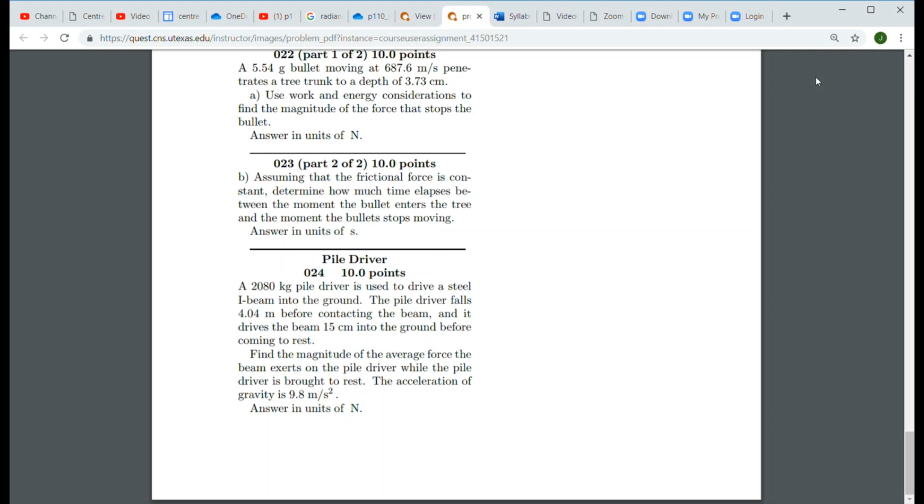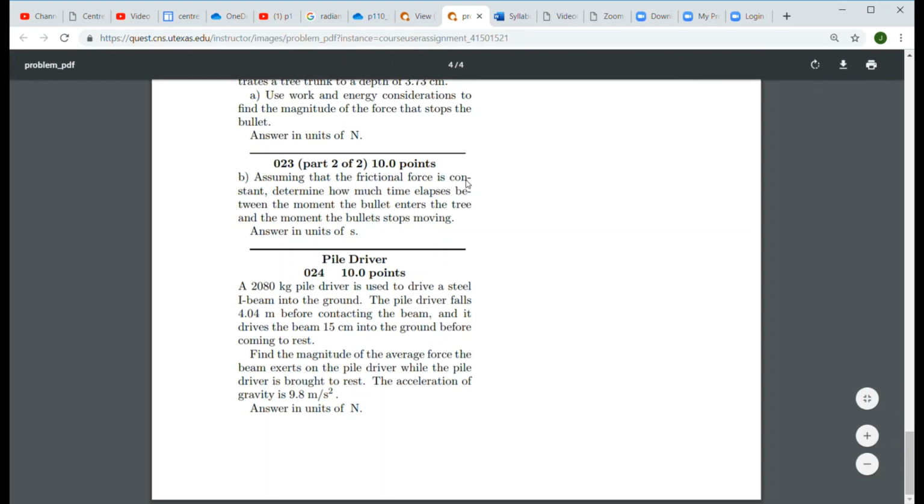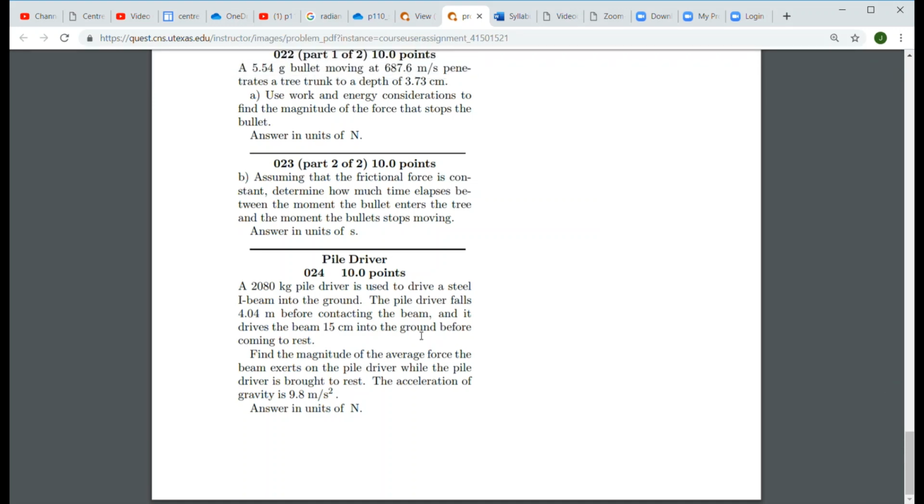So here it falls onto it, falls a distance 4.04 meters before contacting the beam, drives the beam 15 centimeters into the ground before coming to rest. Find the magnitude of the average force the beam exerts on the pile driver while the pile driver is brought to rest.